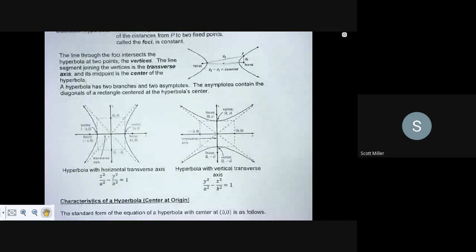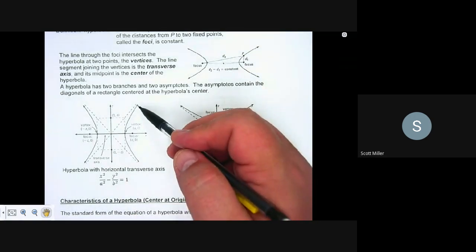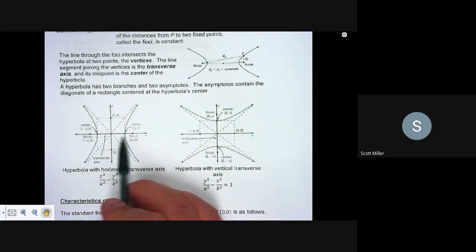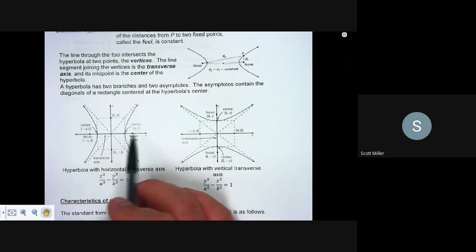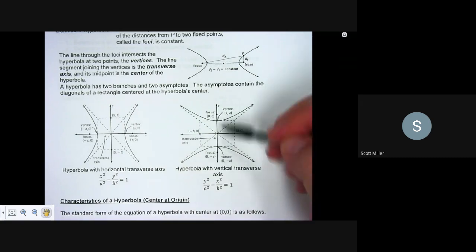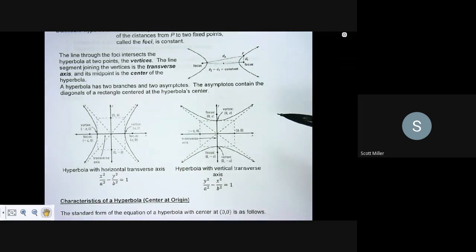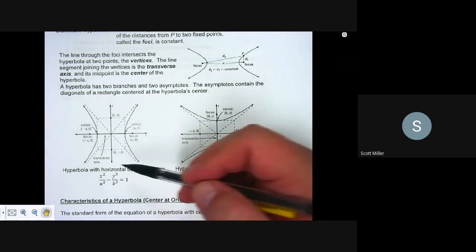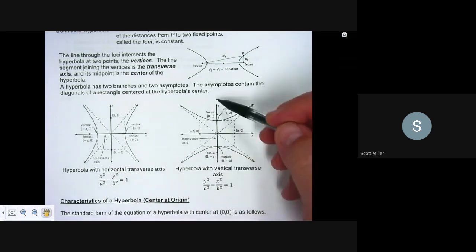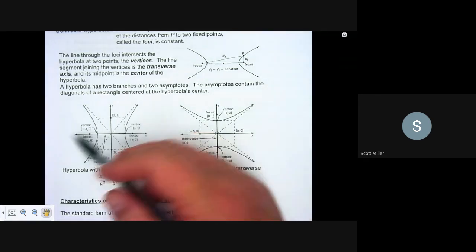This one is easy to determine from the general form because one of the squared terms will be negative. Here the hyperbola opens right and left, or better yet, you can look at it as the transverse axis is horizontal. And over here, the transverse axis is vertical. So whichever one is positive tells you which direction the transverse axis is. So here y is positive, so it's going up and down. Here x is positive, so it's going right and left.